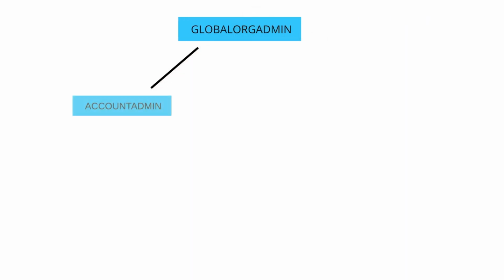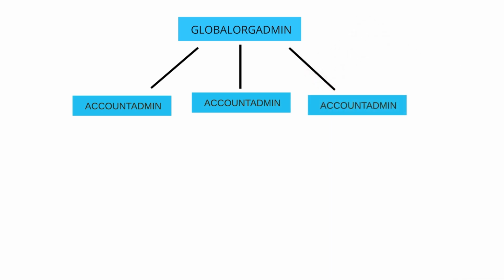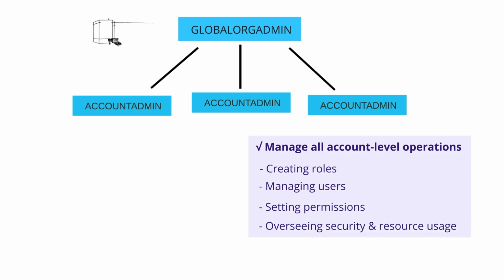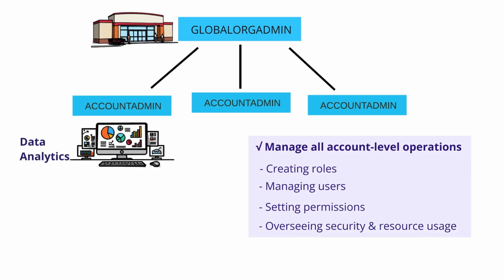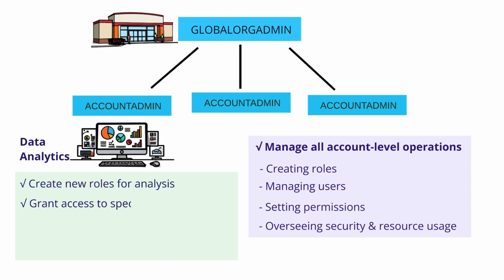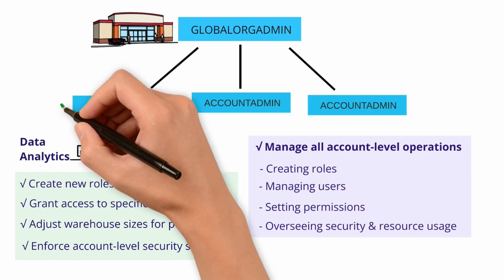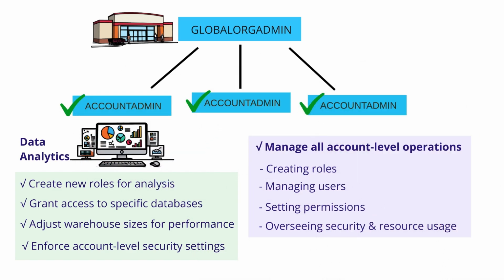Next one is AccountAdmin role. It is the highest level role within the single Snowflake account and can manage all account level operations, creating roles, managing users, setting permissions, and overseeing security and resource usage. For example, in Walmart's data analytics Snowflake account, the account admin can create new roles for analysis, grant access to specific databases, adjust warehouse sizes for performance, and enforce account level security settings. But only for that one account, not across all Walmart accounts. Clear?